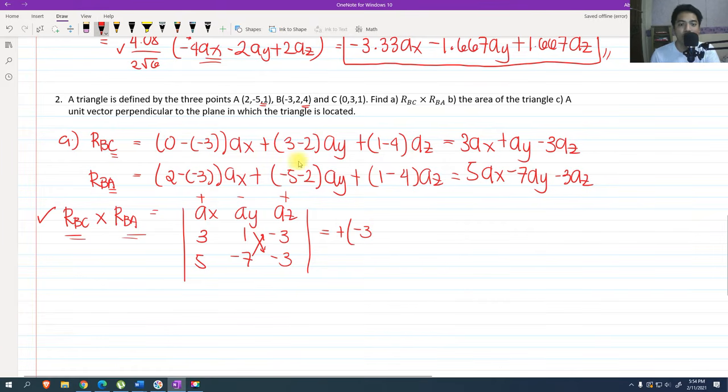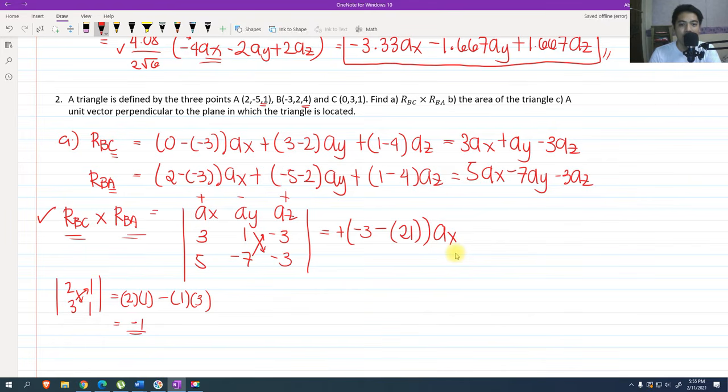Okay. So if we perform the determinant, I forgot to mention, the product of 1 times negative 3, that's negative 3, minus the product of the other diagonal. In that case, that would be 21. Negative 7 times negative 3, that would be 21. And then we have AX here. I hope you get what I'm trying to say. If we get the determinant of 2, 1, 3, 1, we know that that should be 2 times 1, minus the product of the other diagonal. That should be 1 times 3. And that results to negative 1. So the same thing that we did here.